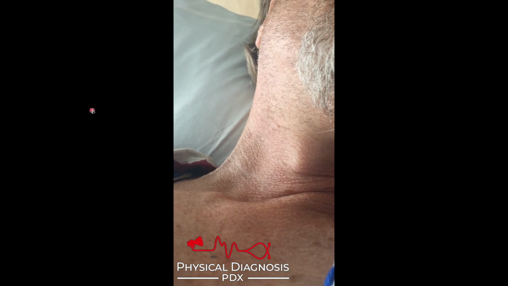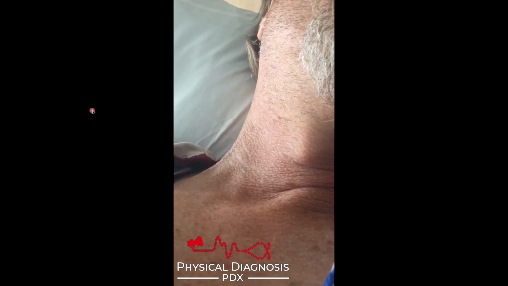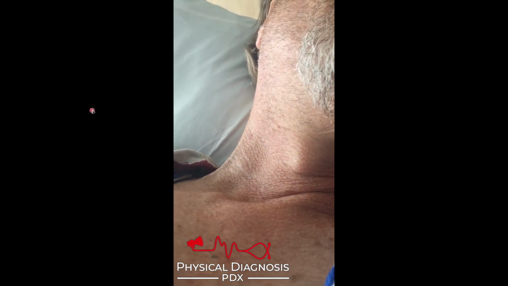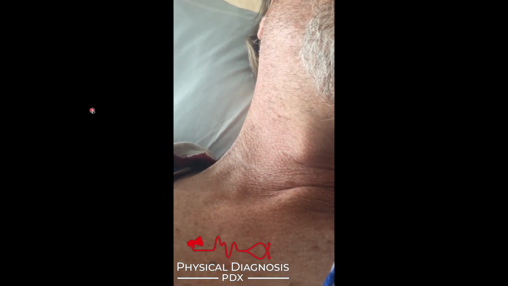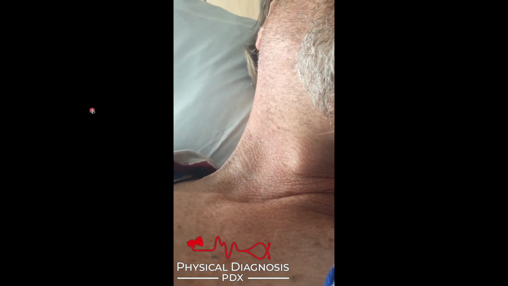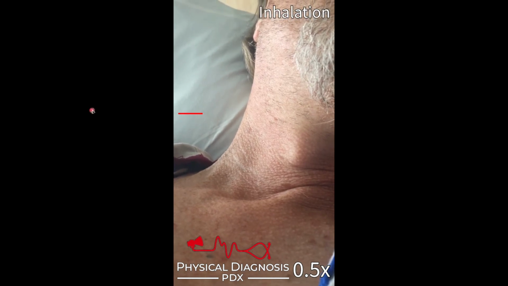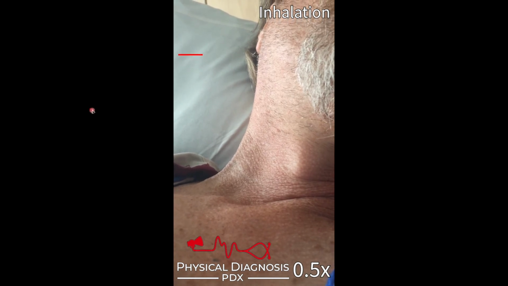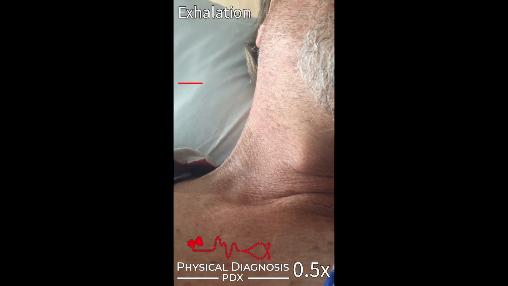So what do you notice? Anyone know what this is? Is there some respiratory variation here? So there's the JVP, and when he takes a breath in, look at it climb all the way up the neck to the angle of the jaw. This is Kussmaul sign.